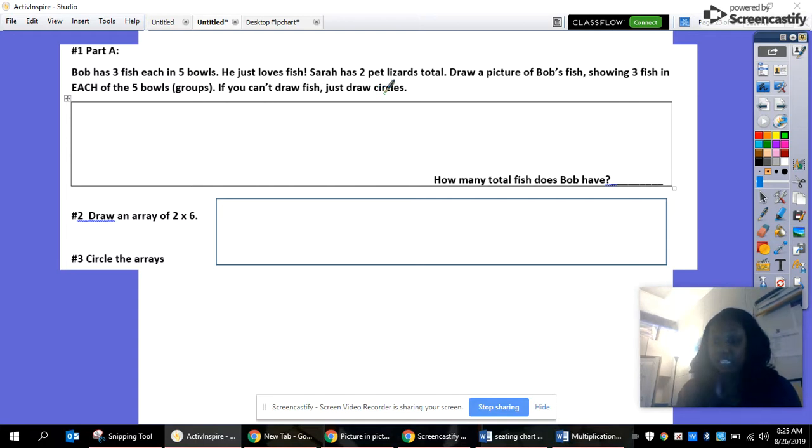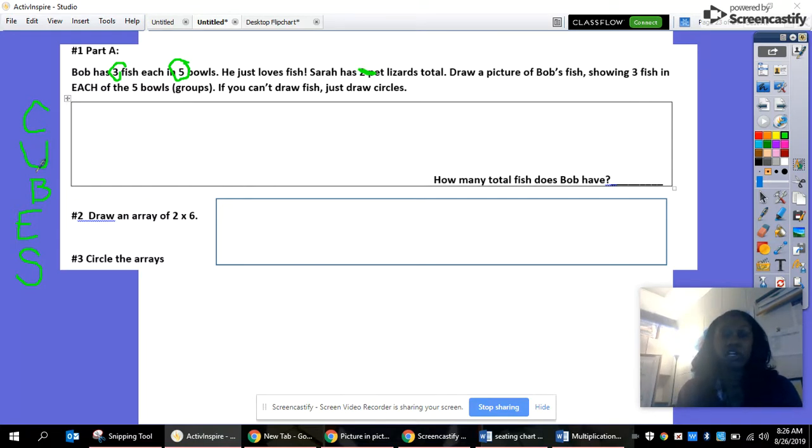Since this is a math problem, I know every time I attack a math problem, I'm going to use the CUBES strategy. And so far, we've only focused on the C and the U. The C tells me that I need to circle my important numbers. So I see 3 fish and 5 bowls. The 2 pet lizards, that's not important to me. That has nothing to do with fish.